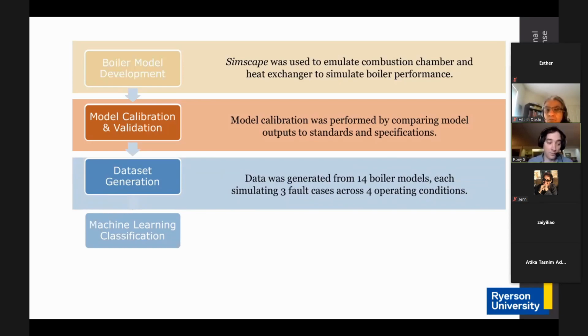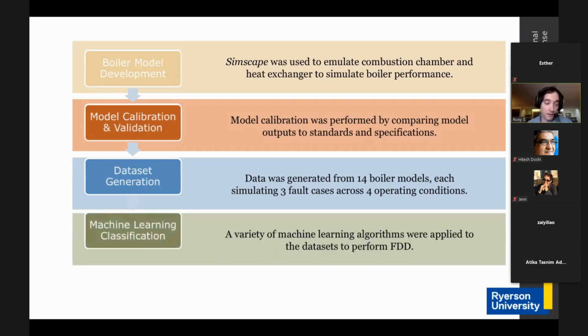So what I did was I created 14 unique boiler models across various manufacturers of different sizes and inputs, and each of these boilers simulated 3 types of faults across 4 different operating ranges. For each boiler, we generated roughly 10,000 data points of steady state performance for each boiler model. So we had roughly 14,000 data points at the end of this.